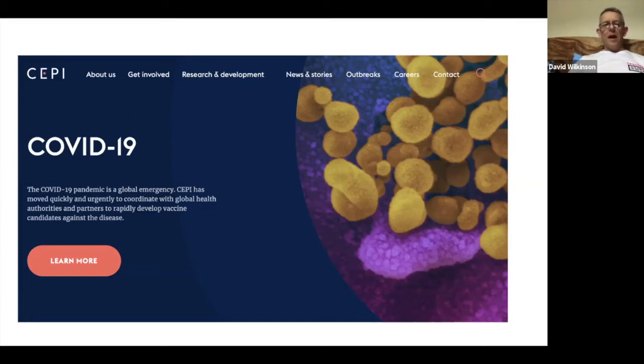You'll be aware, perhaps, again from the media, that in Oxford, the first candidate vaccine has been given to human volunteers, testing, of course, safety and immunogenicity. Again, vaccine development is months and months and months in the making.